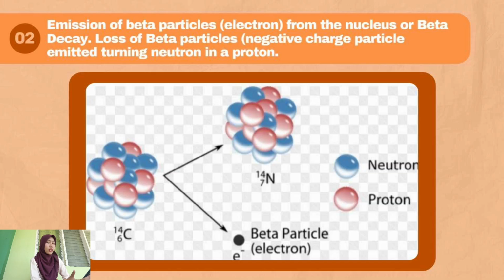So as you can see here, yung upper number ng carbon and nitrogen didn't change, but yung proton niya is nag-add up. Because yung neutron nga ng carbon naging proton na siya. That's why nag-change yung isotope na carbon into nitrogen-14.